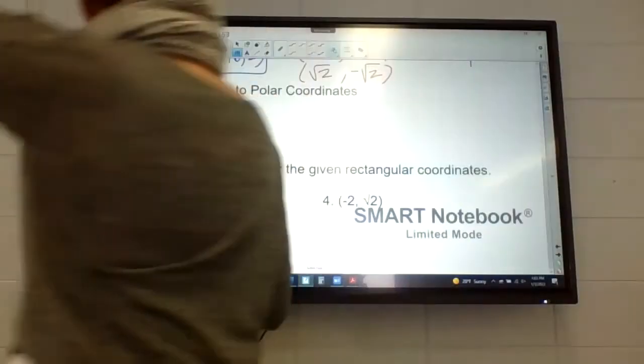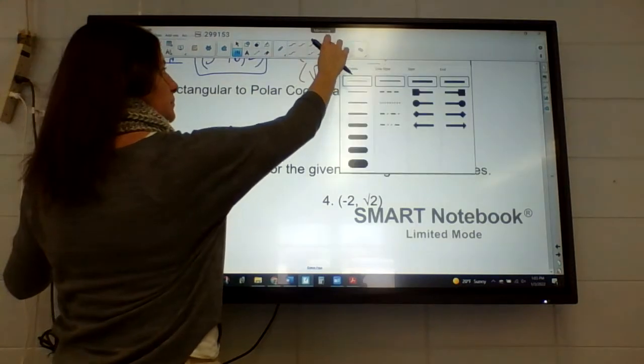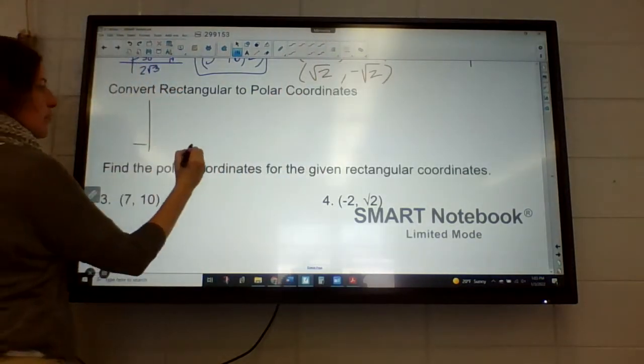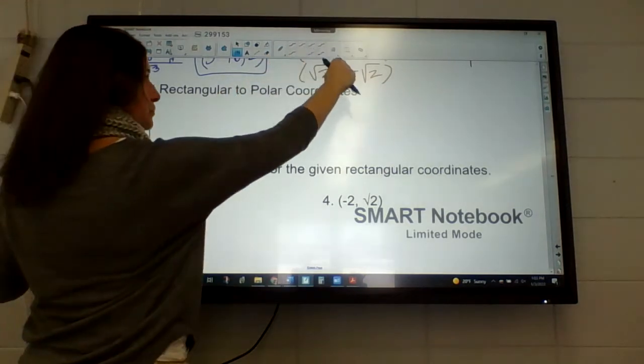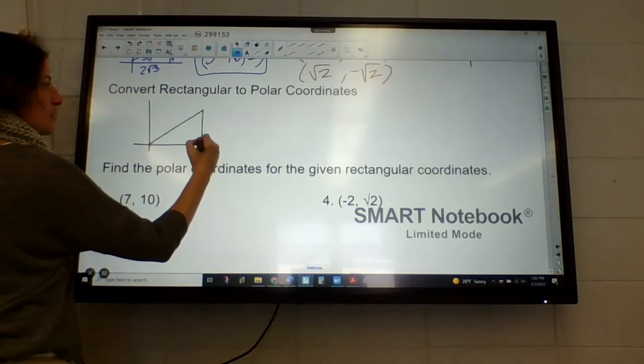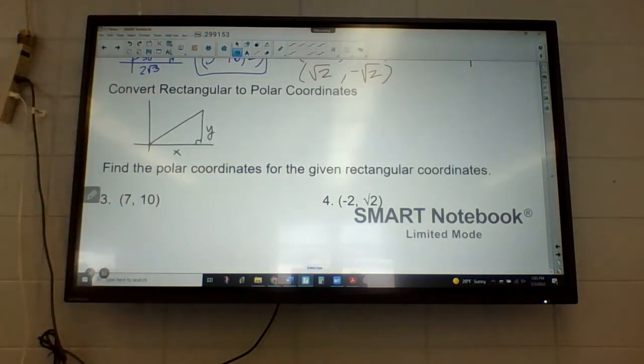All right. So, okay, guys. Now we're switching it the other way, where they're giving us rectangular coordinates. So this time we're going to be given the x and y. Okay, guys. So if they give us x and y, how would we find r?